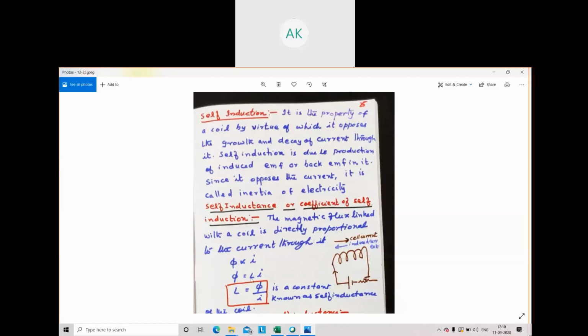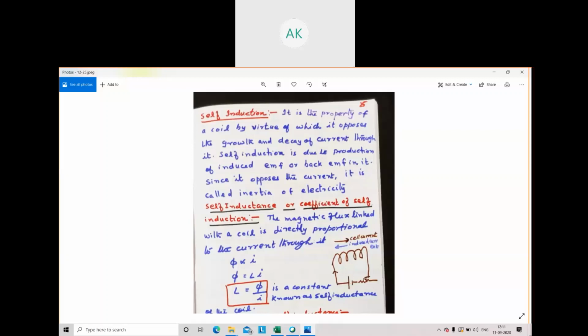What is L? L is the constant of proportionality, that is the coefficient of self-induction or self-inductance of the coil. So here when a varying current is sent through the coil, what happens? An EMF will be induced in the coil, and that will oppose that current.